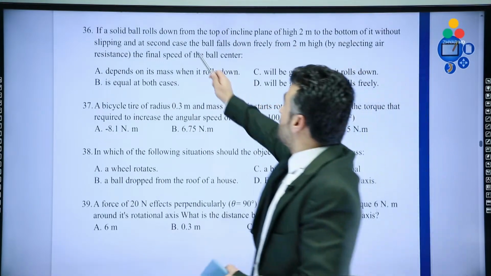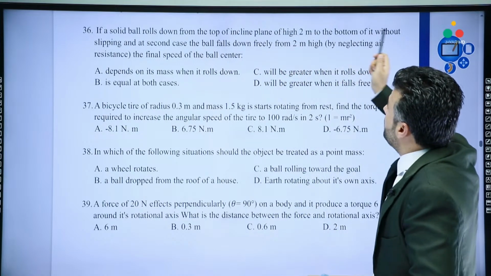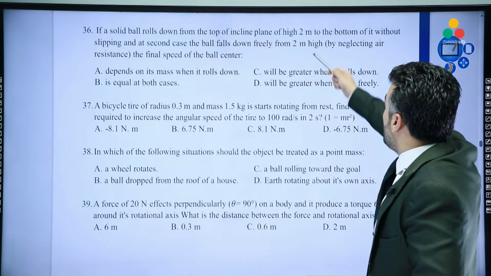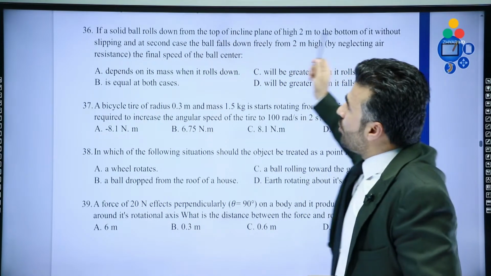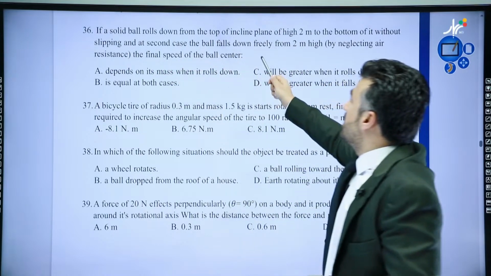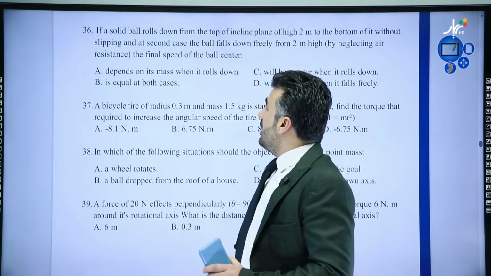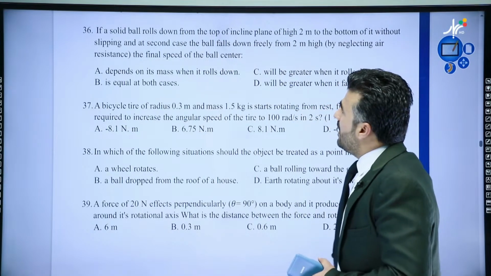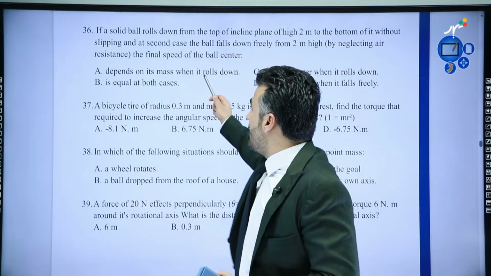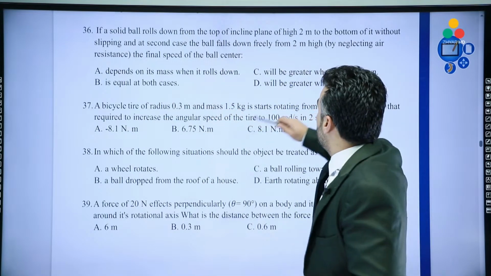If a solid ball rolls down from the top of an inclined plane of height 2 meters to the bottom without slipping, and at the same time another ball falls down freely from 2 meters, by neglecting the resistance, the final speed of the ball's center depends on the mass when it rolls down.